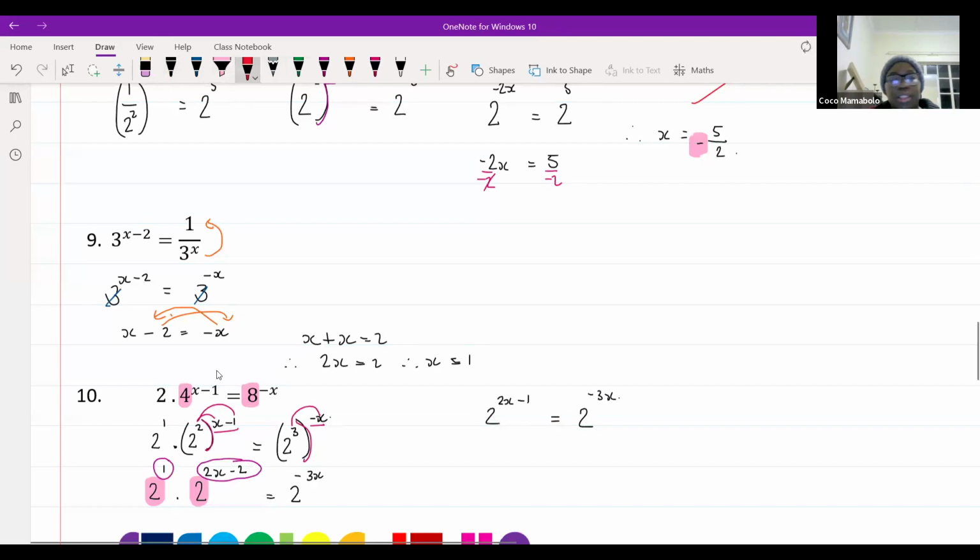Now that I have the same base on both sides, cancel, cancel. So I should then get 2x minus 1 is equal to negative 3x. And then we must shift things around. Negative 3x will go over to that side. Negative 1 will go over to that side. I will then get 2x plus 3x is equal to 1. That tells me that 5x is equal to 1. Therefore, x is equal to 1 over 5. That's the answer we should get, 1 over 5.